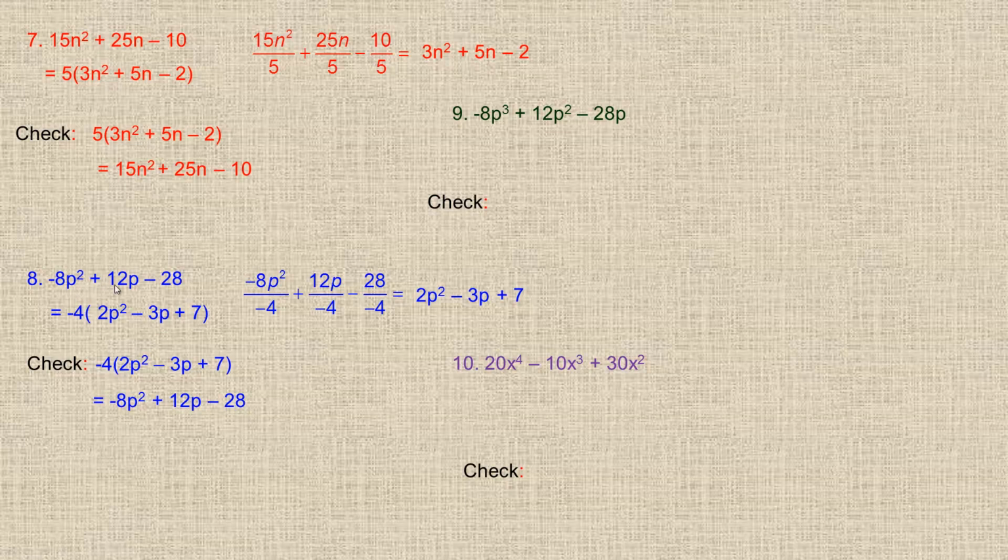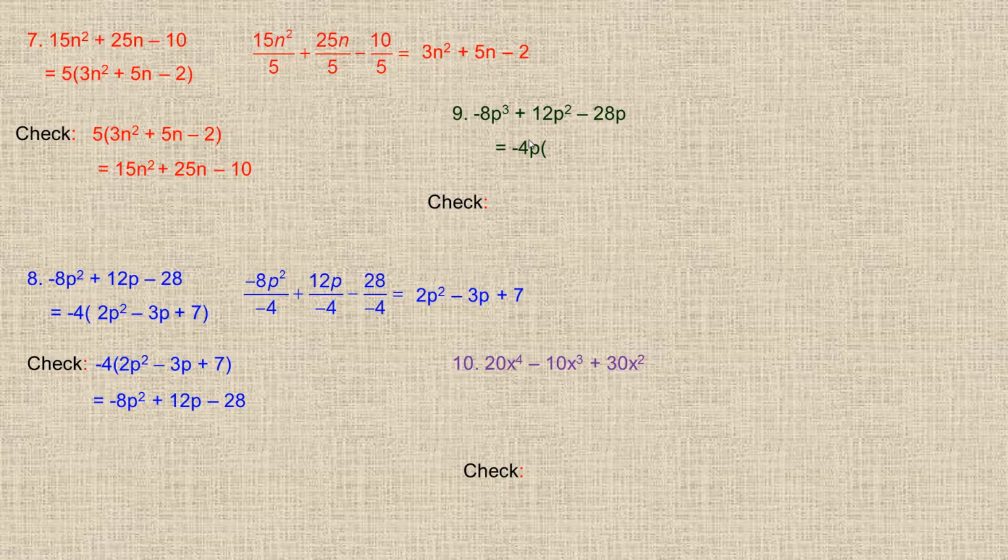Now what I did between 8 and 9 was I increased the power of the p by 1 for each of these. So the p squared became a p cubed, the p became a p squared, and the negative 28 became a negative 28p. So now we have powers of p in all of this, and so we can still factor, of course, the negative 4 out because the numbers are the same, but the lowest common power of all the p's is 1, so we can factor negative 4p out.